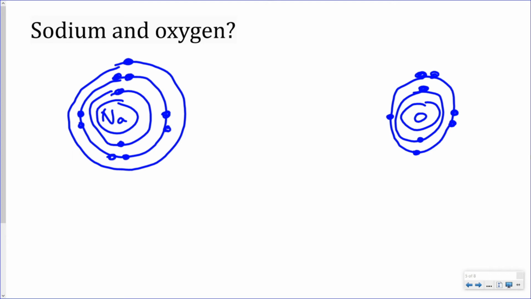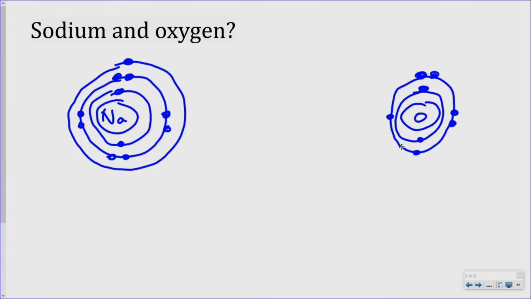So what's going to happen now? Well, what does sodium want to do to become stable? It wants to lose this 1 valence electron. What does oxygen want to do? It wants to gain 2 valence electrons. So it's not quite as easy as the last one. So you may have guessed sodium is going to give away that 1 valence electron. So here we go. Sodium's happy now. Sodium is stable.